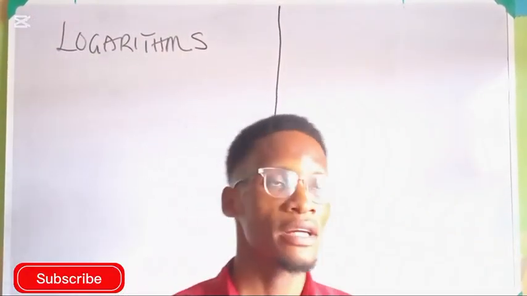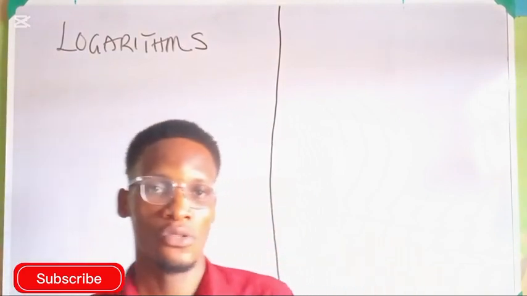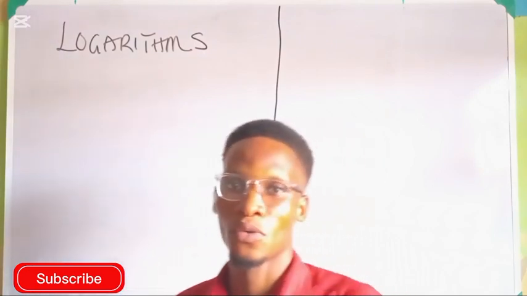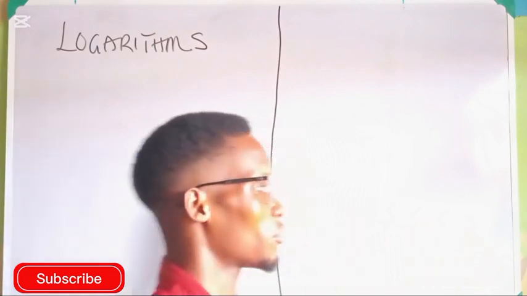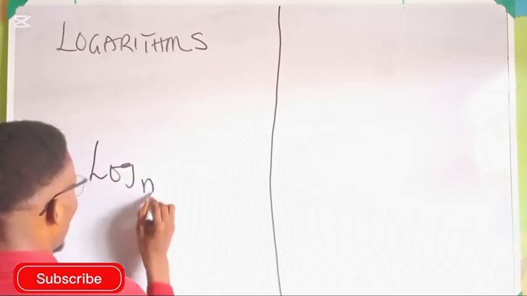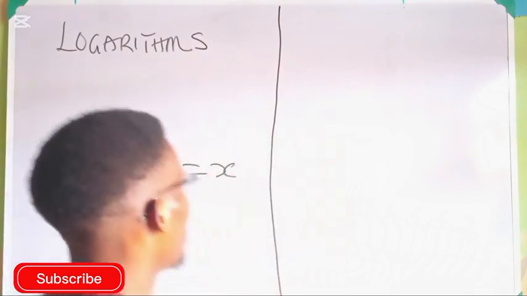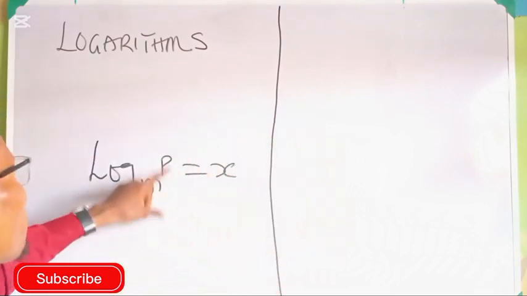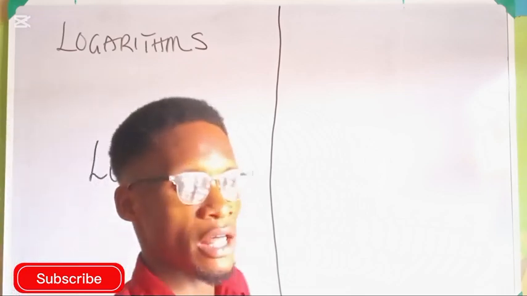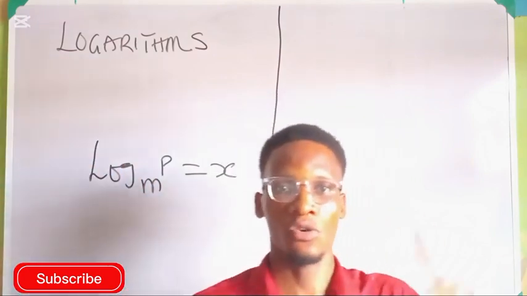So today we're looking at logarithm, and we're going to be very brief because we will just look at the definition of logarithm, the index form, and also the logarithmic form of logarithm. So let's look at this now. We have log of m to p is equal to x. So the definition here is we will define this as the logarithm of a positive number p to base m, which gives us x, in which when m is raised to the power of x, it gives us p.